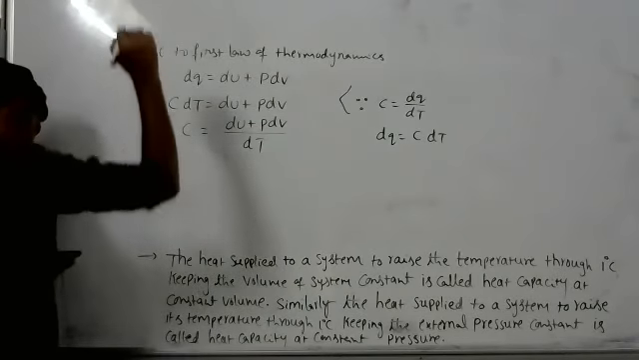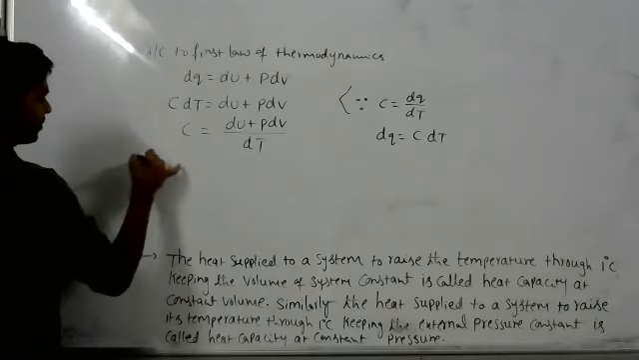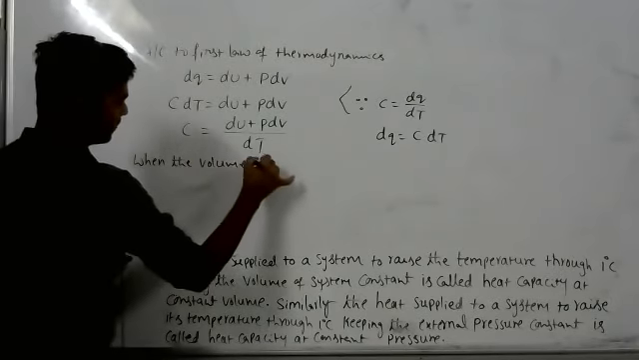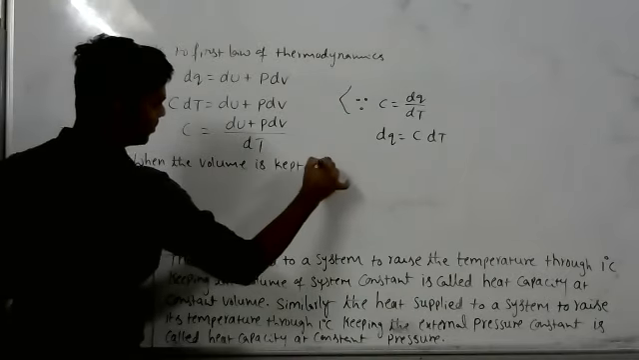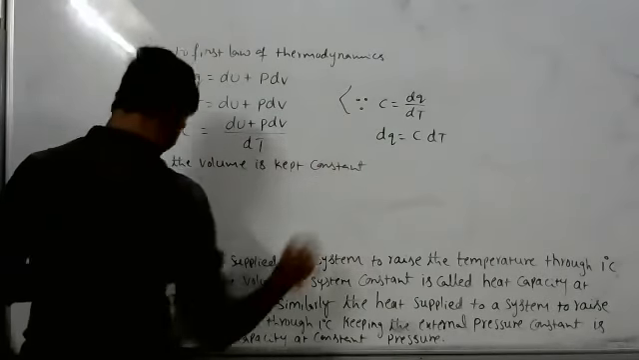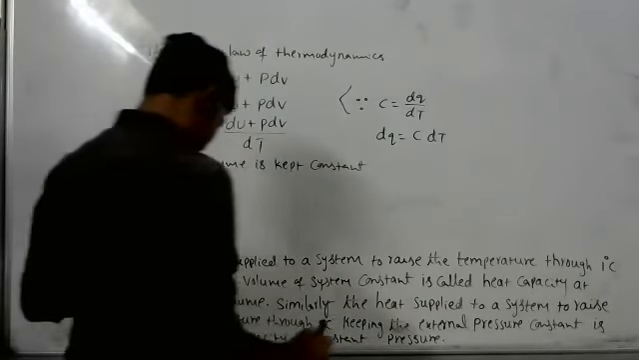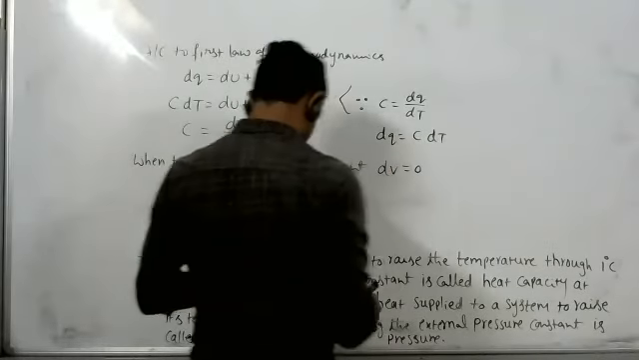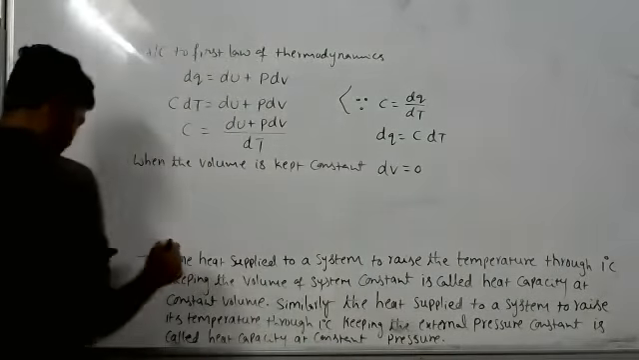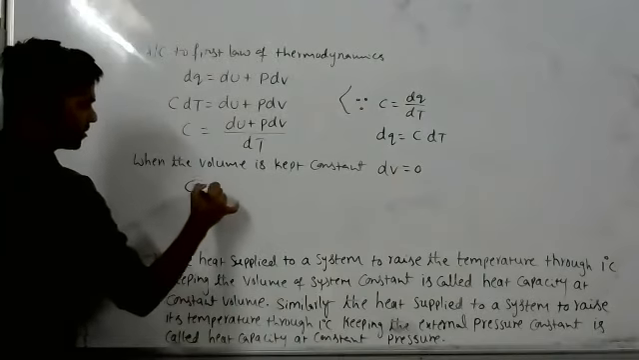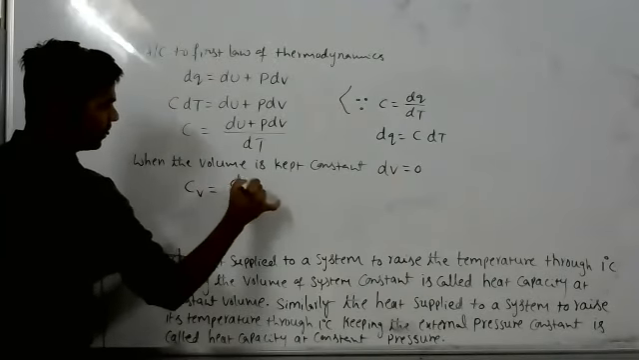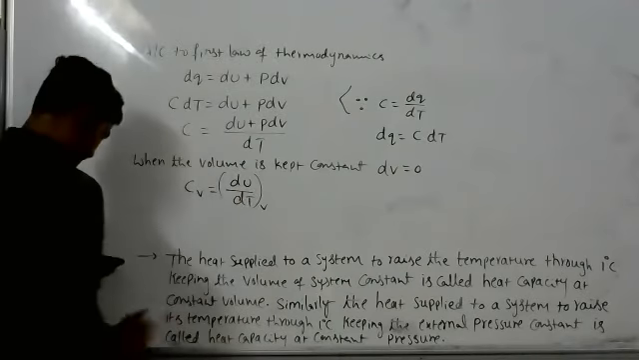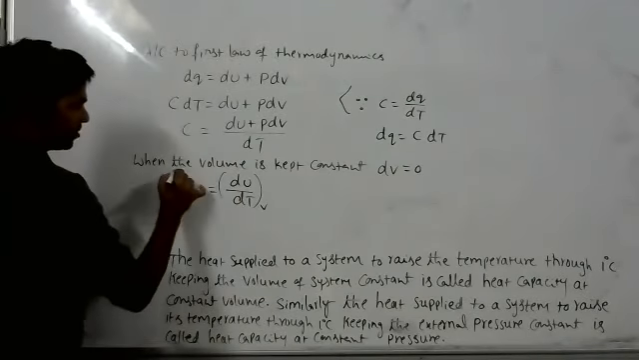When the volume is kept constant, dv becomes 0. So now we can write Cv is equal to du by dt at constant volume. This is one formula.